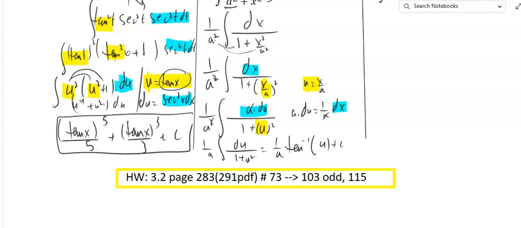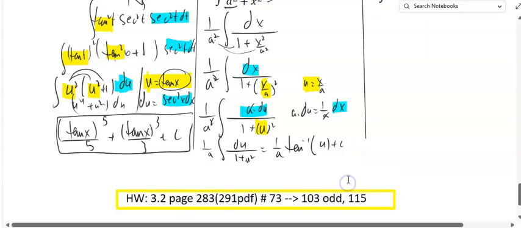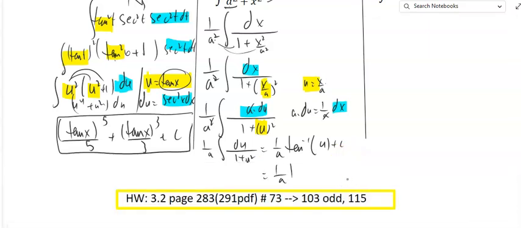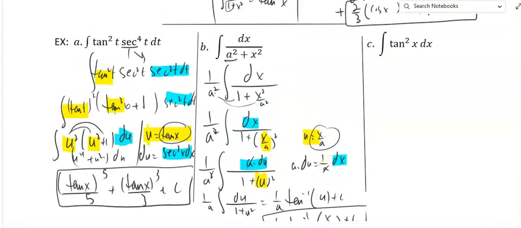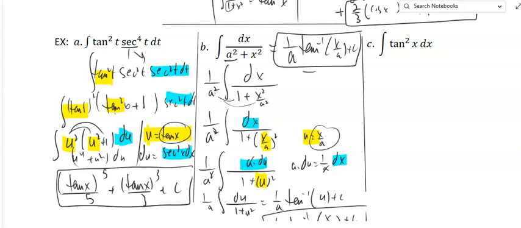And do we know what u was? U was x over a plus c. So the integral dx over a squared plus x squared is 1 over a, the inverse tangent of x over a plus c. It's worth memorizing. Again, it comes up a lot more than you like.